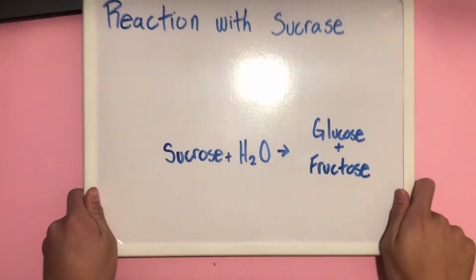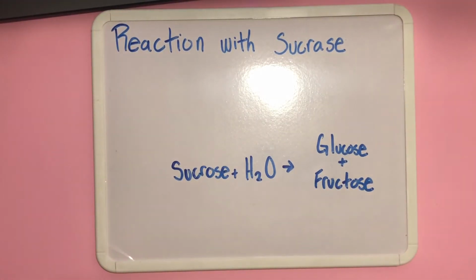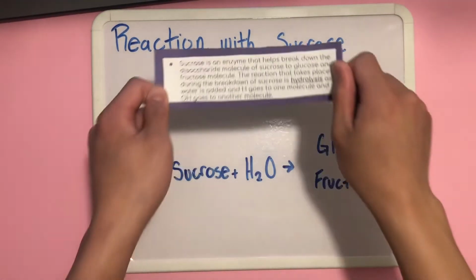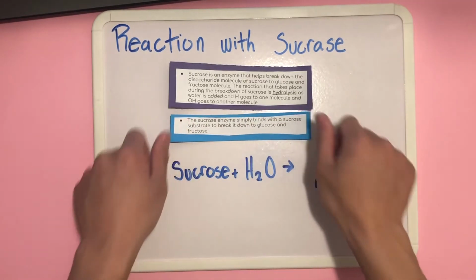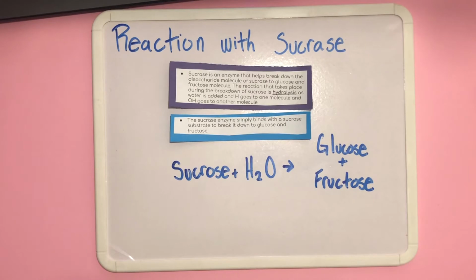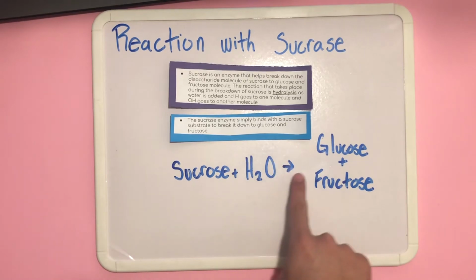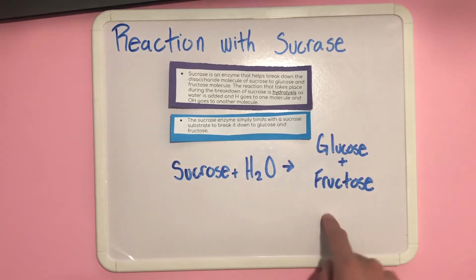Reaction with sucrase: sucrase is an enzyme that helps break down the disaccharide molecule sucrose into glucose and fructose molecules. The reaction that takes place during the breakdown of sucrose is hydrolysis, as water is added and H goes to one molecule and OH goes to another molecule. The sucrase enzyme simply binds with the sucrose substrate to break it down to glucose and fructose. The sucrose will react with the water with the help of the sucrase catalyst to produce glucose and fructose.